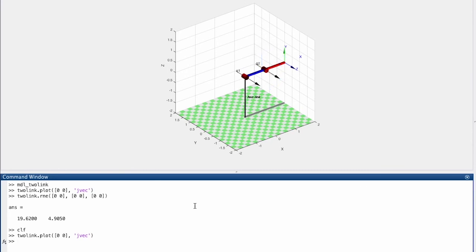So the recursive Newton-Euler algorithm has given us the torques that are required for the robot to stay in this particular configuration with both its joint angles equal to 0, and with 0 joint velocity and with 0 joint acceleration. These are the torques that are required for the robot to be in this configuration and not move.